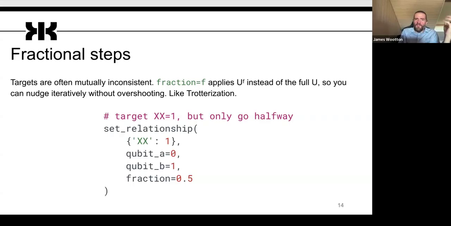It finds a compromise. So in Quantum Graph, the way you find a compromise is that when you say set relationship, you don't go all the way at once. You just go a little step of the way, and then you go a step of the way for one of your other inconsistent targets, and then you alternate between them, and it's like a trotterization where the evolution as a whole moves towards a compromise.